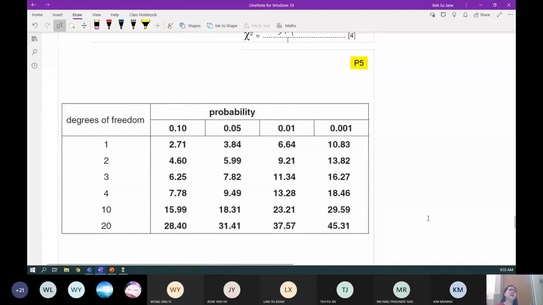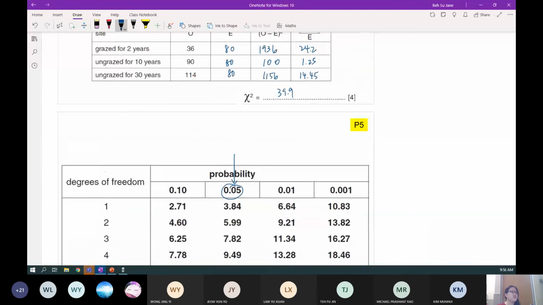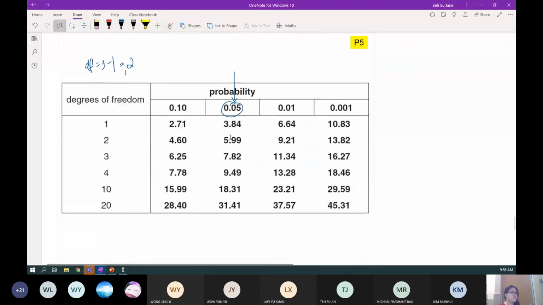And we can look at the probability table now. Yay! So again, we will look at 0.05 level of probability. How many classes are there? There are 3 different categories here. So degree of freedom is 3 minus 1, which equals 2. So this is your degree of freedom, number 2. This is your probability. This is your critical value.